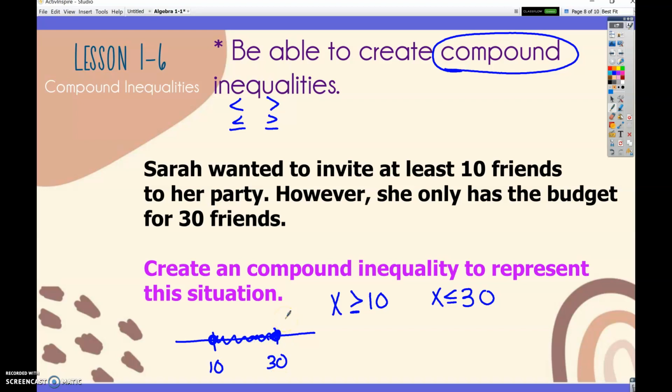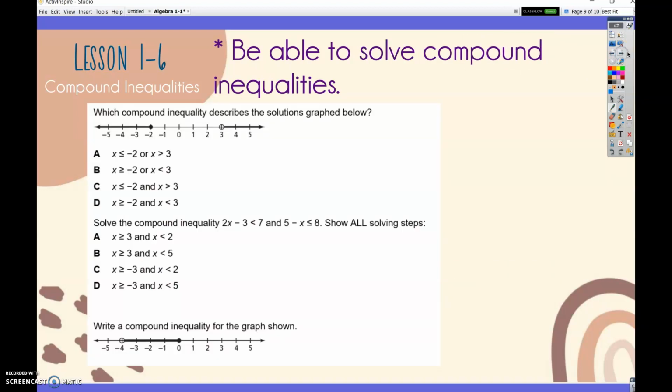One way we also will start to think of this is as an "and" compound inequality. That means she wants to invite 10 or more people and less than or equal to 30 people. She has to fit both of those inequalities. So sometimes you'll have to think of how you might create them. We also want to be able to represent them on number lines.